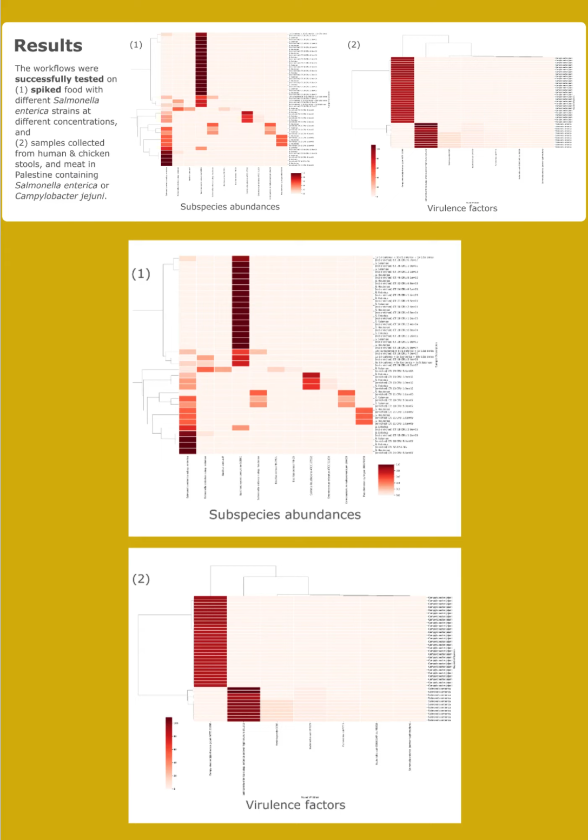We also used data that had been collected in Palestine from human, chicken stools and meat, which we know contained either Salmonella enterica or Campylobacter jejuni. We can see with the heat map below, showing the different virulence factors, that you have two groups of samples. The samples are the different rows, and the columns are the different virulence factors. We clearly see two groups of samples, one where we see virulence factors only for Salmonella, and the other for Campylobacter jejuni. That is the type of output we can get from the workflows.